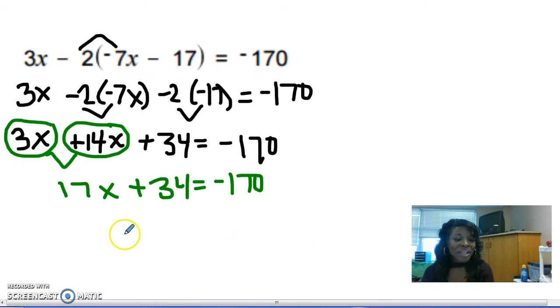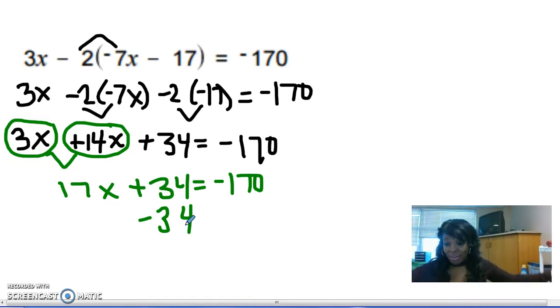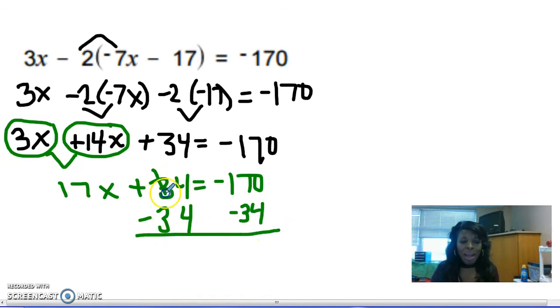Okay, all right. So this positive 34, we want to get rid of. So we have 17 x's increased by 34. Get rid of the 34. But because algebra is a scale, if I get rid of the 34 here, it would make one side heavier, so what do we need to do? Subtract 34 on both sides. Always need to be mindful of that.